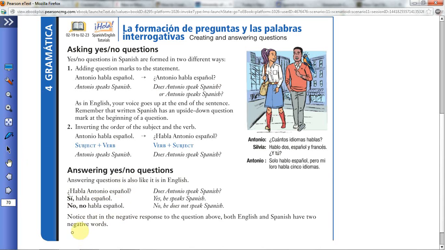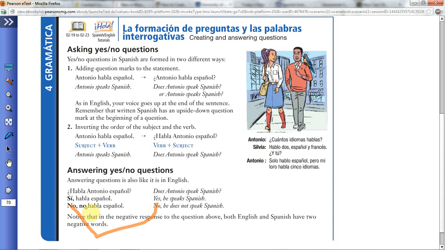Or you could answer in complete sentences. Sí, habla español. No, no habla español. Why do we see no here twice? Well, the first no is to answer this question as in either an affirmative way or negative way. So the first no would be negative. The first word you see here answers this question affirmatively or negatively. So this no means no.